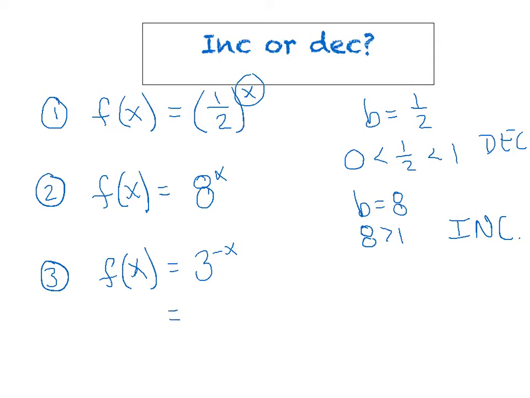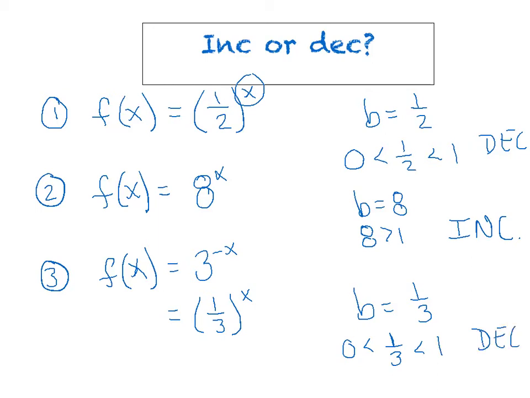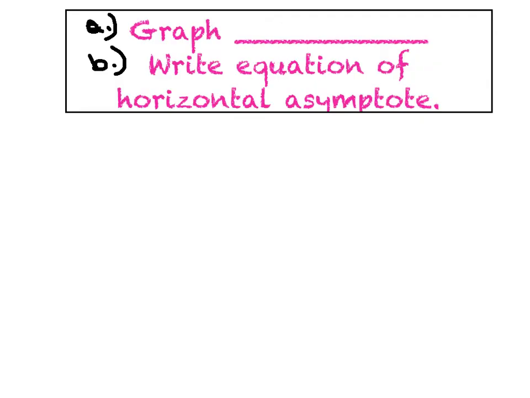But what we've got to do is rewrite this. So we're going to reciprocate the base, which then changes the sign of my exponent. We always want to make sure that the exponent's positive before we decide what the base's value is. So now I can say that the base has a value of 1/3, and because that falls in the interval 0 to 1, we would classify this as a decreasing function. So just a little bear trap there on that third one.